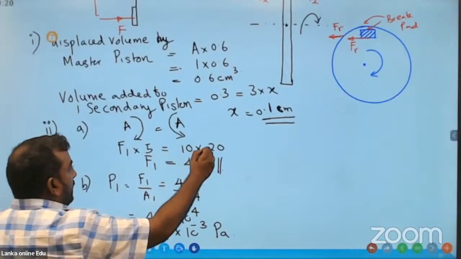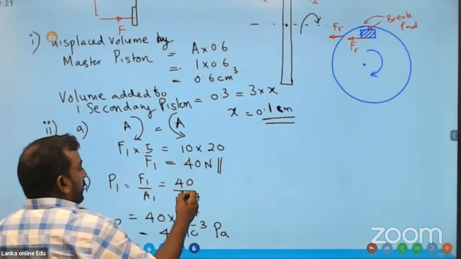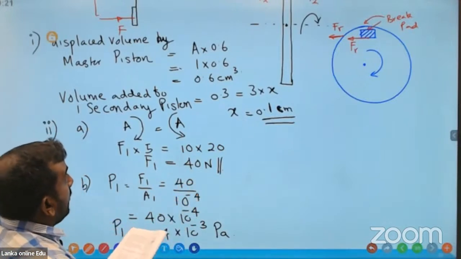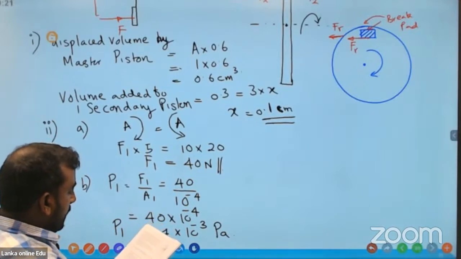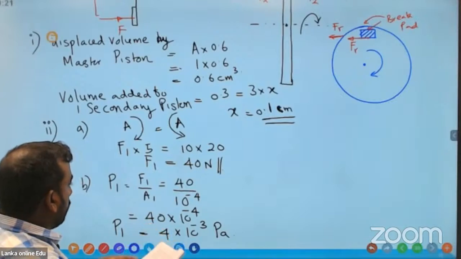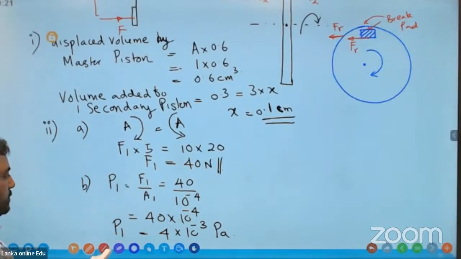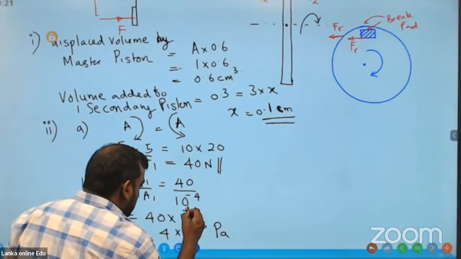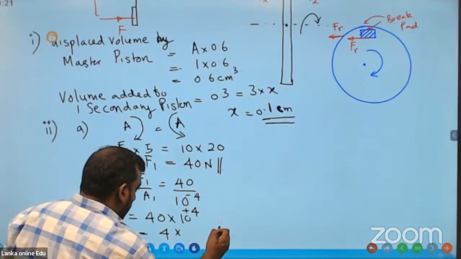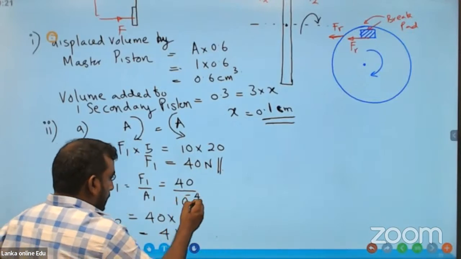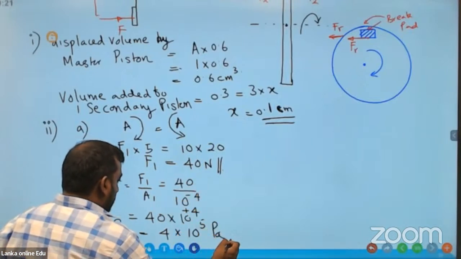So the centimeter cancels off, so here you will get your answer in Newton. Newton divided by area. Area is given as 1 centimeter squared, centi minus 2 to the power 2, minus 4. If I take this on top, plus, 4 times 10 to the power 5 Pascal. Okay, problem solved.